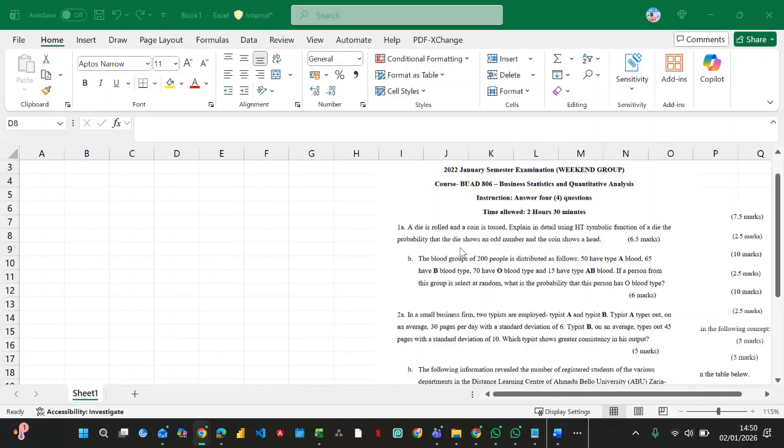If you have a coin, it either has a tail or a head. And a die has a total of six outcomes: you can get one, you can get two, and so on. So now, the first question they ask you is: explain in detail using the symbolic function of the die and the probability that the die shows an odd number.